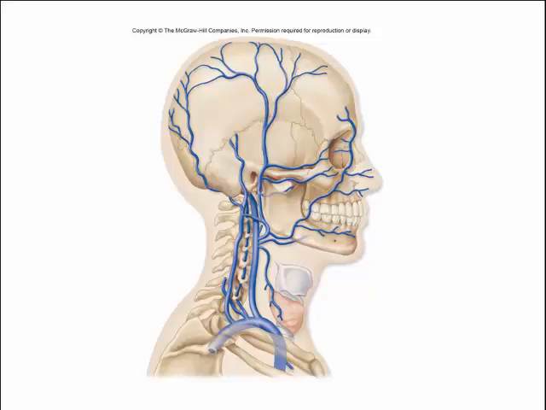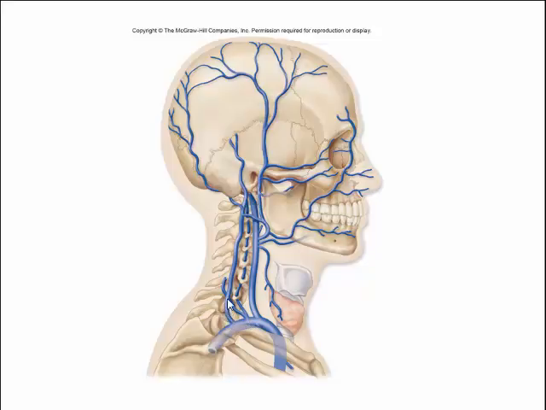Here you see the venous drainage of the right side of the head and neck. Here is the right brachiocephalic vein. It is formed by the joining of the right internal jugular vein and the right subclavian vein. The internal jugular vein drains the interior of the skull. It receives blood from the dural sinuses. These are sinuses within the dura mater.